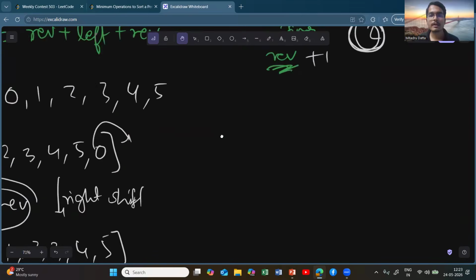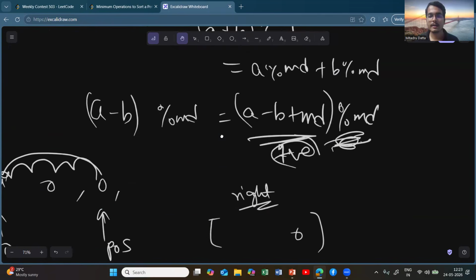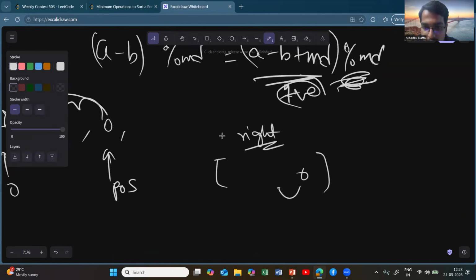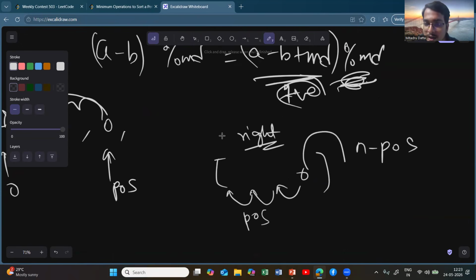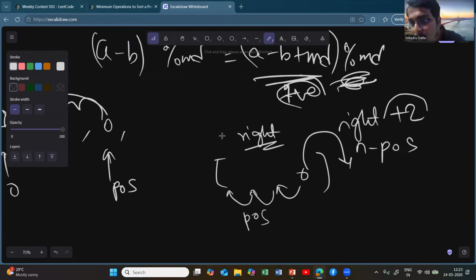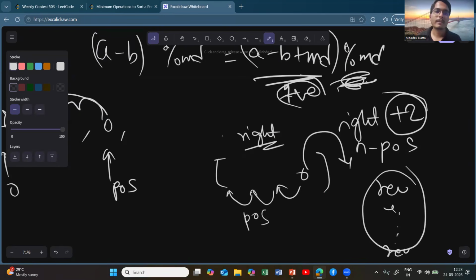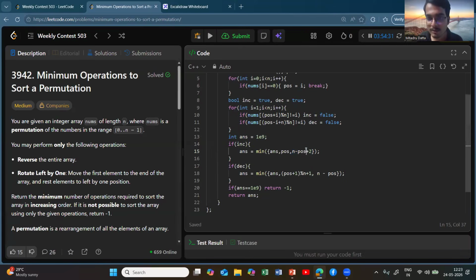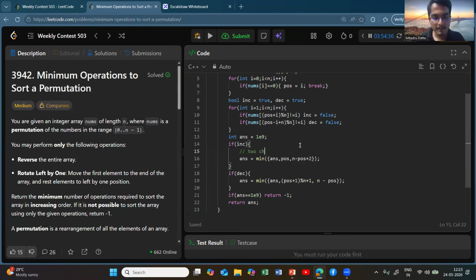So if you shift position number of times, you can reach your 0 to the front. Also, you can shift n minus position number of times to reach your 0 to the end of the array. But for this right shift, which is not allowed in our operation, you need 2 more reversals, because reverse, left, left, left and then only reverse you can do. So this n minus position plus 2 accounts for the right shift. So here you have two choices.